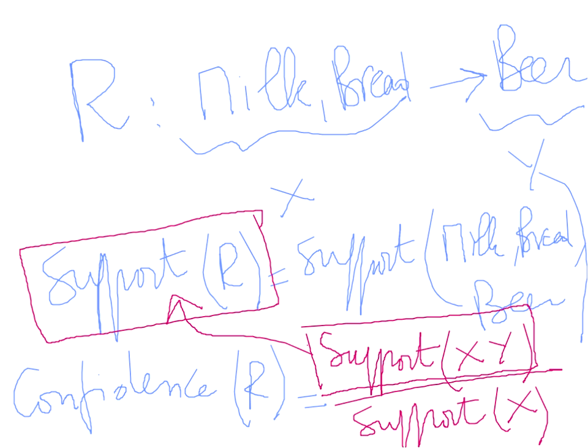For example, here for our rule, the confidence of our rule equals the support of milk, bread, beer divided by the support of milk and bread. Any questions? Is it clear? Okay.